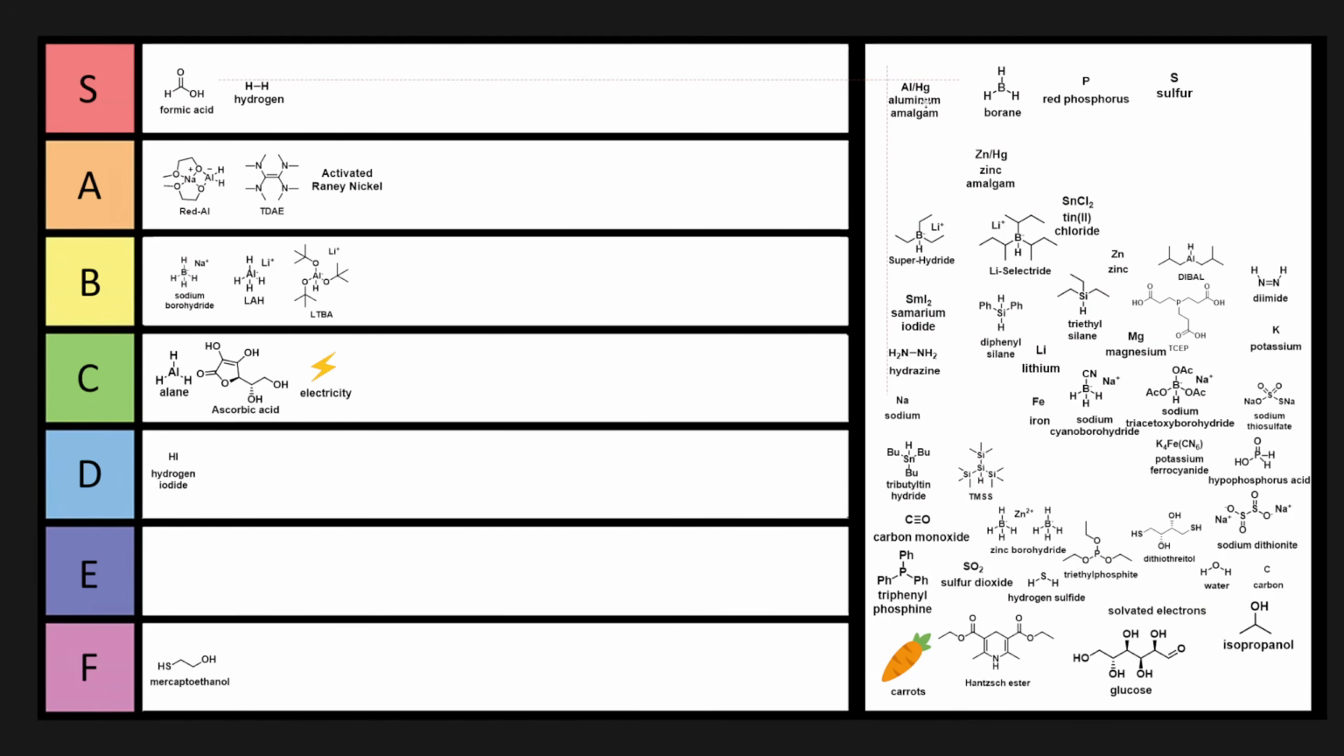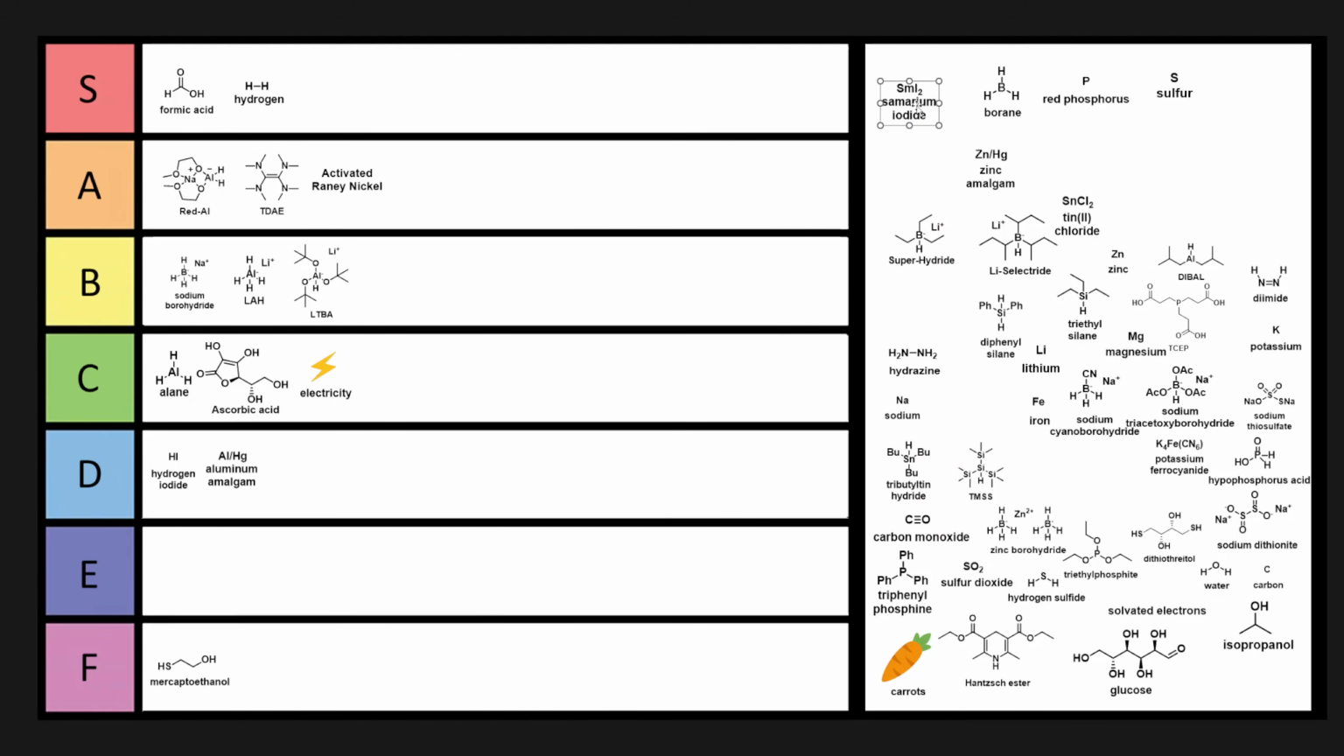Similarly, if you use aluminum on mercury, an aluminum amalgam is commonly used for clandestine reductions, as mentioned in Breaking Bad. As this is used for clandestine purposes, this can go into D tier as well for drugs.